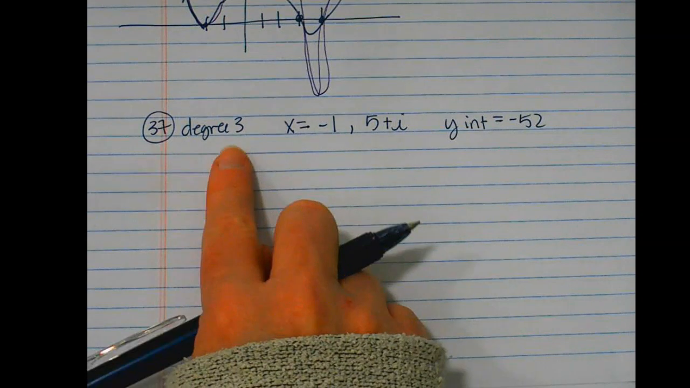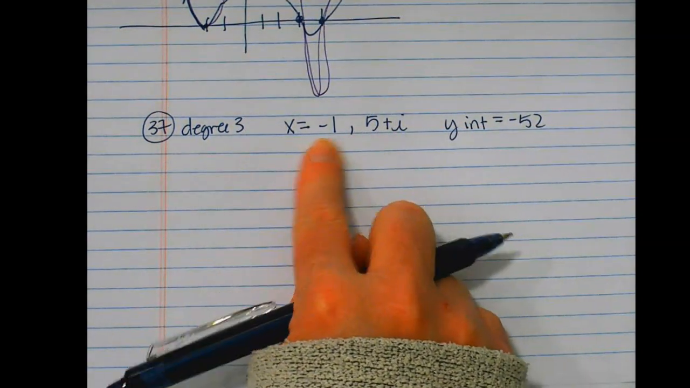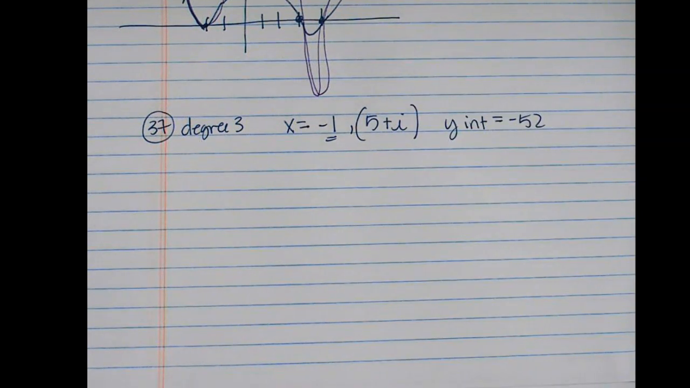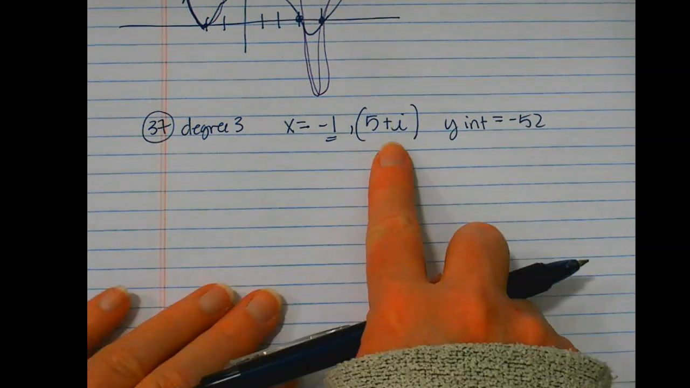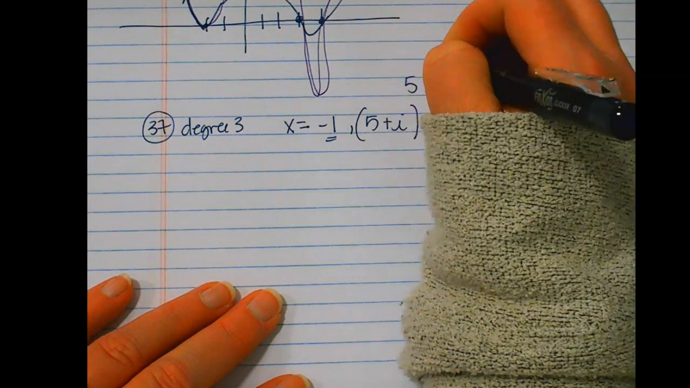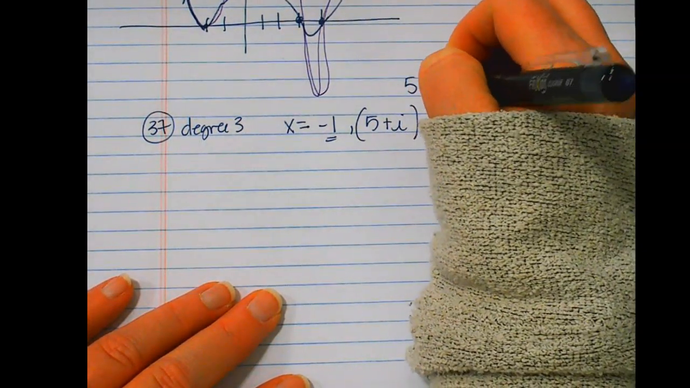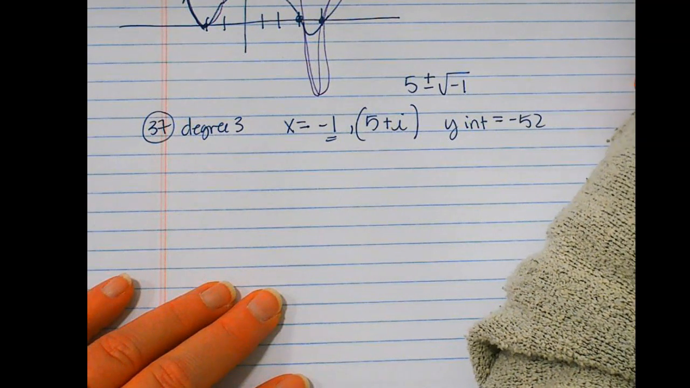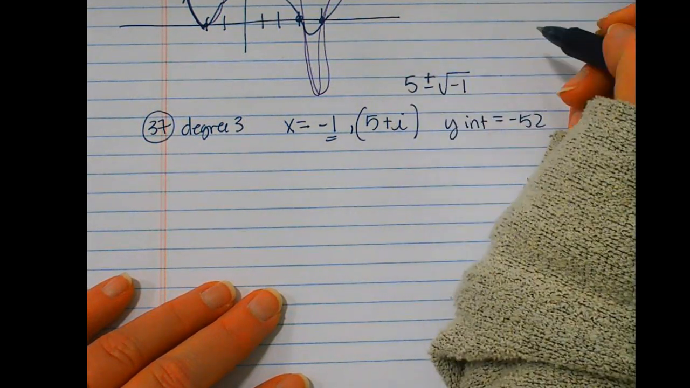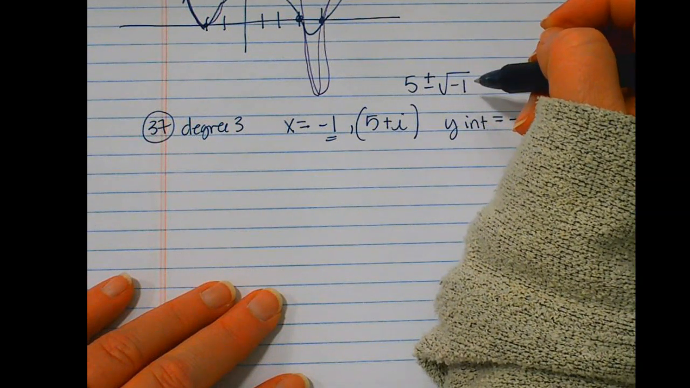Because this says degree 3, but you only see 2 zeros here, right? This is one of them, and this is the other one, right? Okay. So first thing I want you to recognize is that if you use the quadratic formula to come up with this answer, the quadratic formula would have said 5 plus or minus the square root of -1. That's the only way the quadratic formula works. And it would have said over 1 if it was simplified.